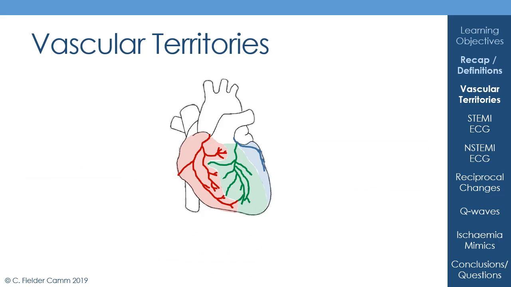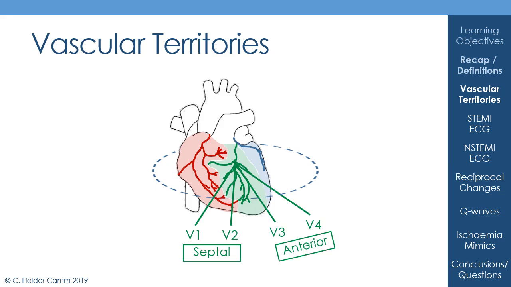And so how does this relate to our leads? Well, if we take our chest leads and we cut the heart through in our axial plane as we did in lecture 1, we have V1 and V2, which are our septal leads, and they're looking pretty much at the LAD territory. Certainly by the time we get around to V3, V4, we're really looking at the anterior surface. And so that's still LAD territory.